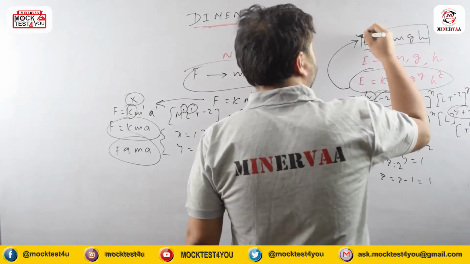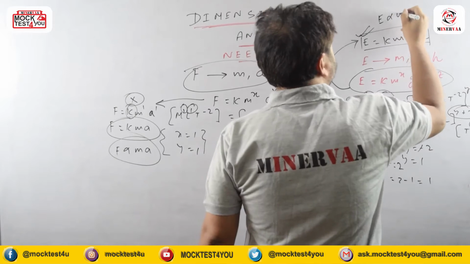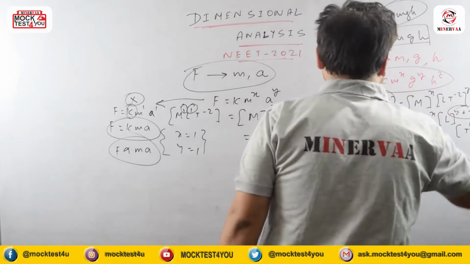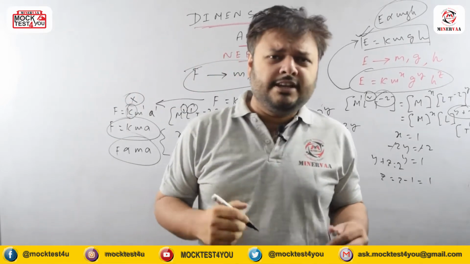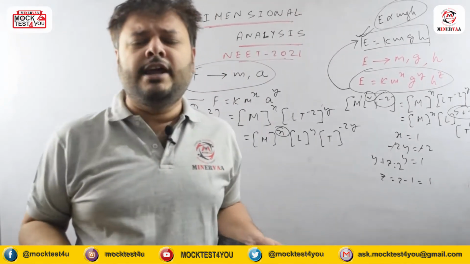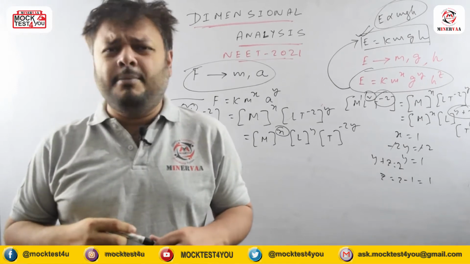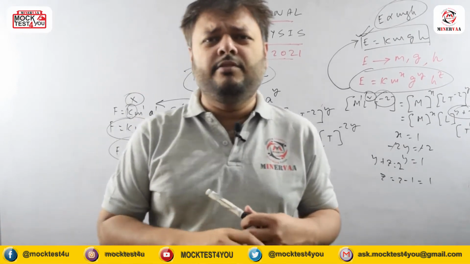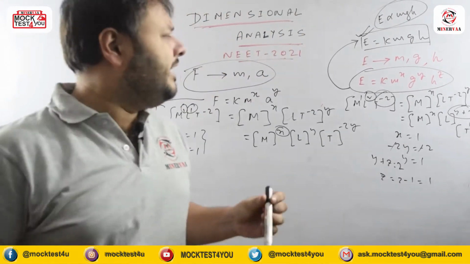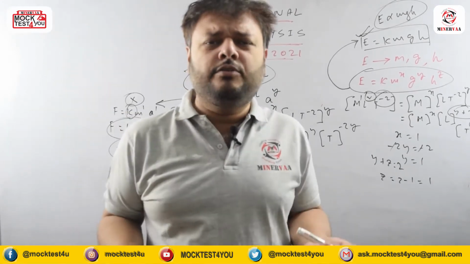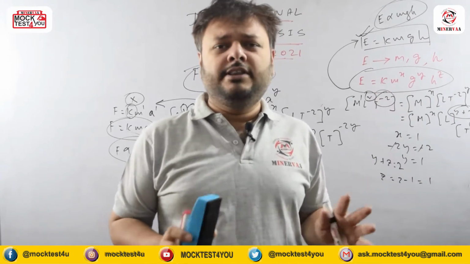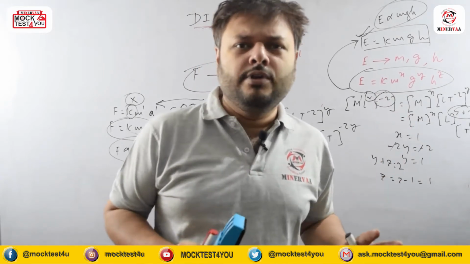So either you can write it, or even you can remove the constant and write E proportional to mgh. So it is all about dimensional analysis, that you can use it in terms of an equation or in a proportionality relation. That is completely up to you, what kind of method you are going to apply. But at the end of the day, it's a simple approach of dimension that we can apply for this particular thing. This is ultimately what we are looking for.